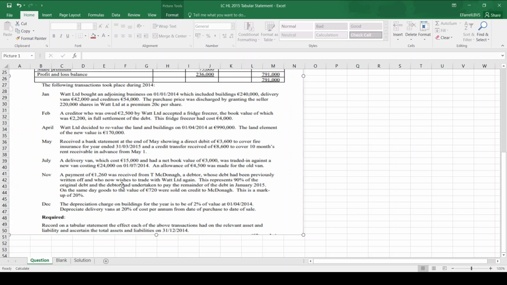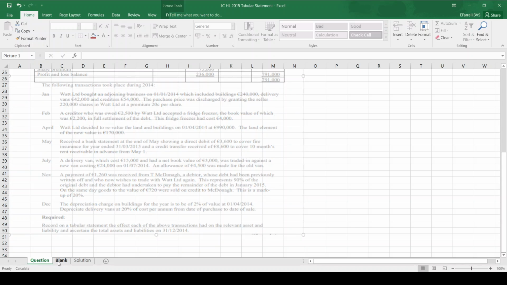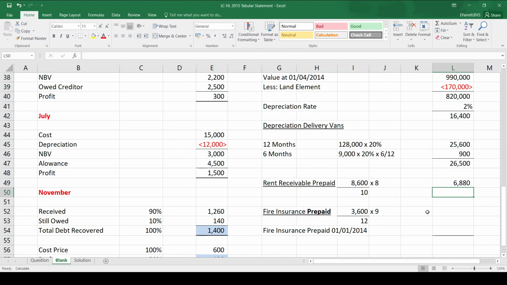The insurance, if we look at the insurance, was for 3,600, and that was for a year ended 31st of the 3rd, 2015. So it was for a year, for 12 months. 3 of those months are for next year, meaning that 9 of the months were for this year. So again, we're going to work out this year's amount, which is the 9 months. So it's 3,600 divided by 12, because the payment is for a year, and 9 of those months are for this year, which comes to 2,700. So that's the 9 months.